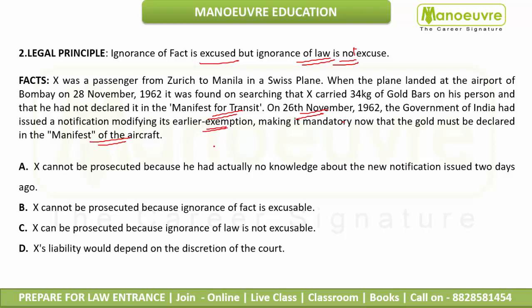Now, there is a difference of only 2 days, correct? Because on 26th, there was a change in the notification, correct? The government has issued this amendment, and on 28th this thing has actually happened. Now let's see what are the options.